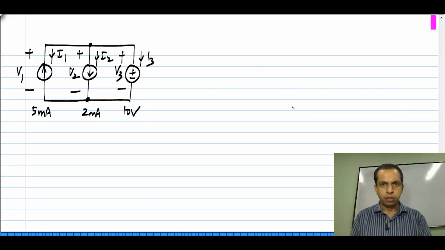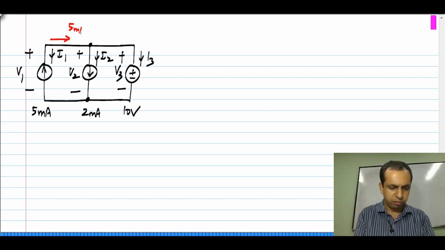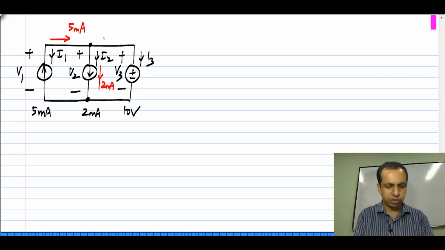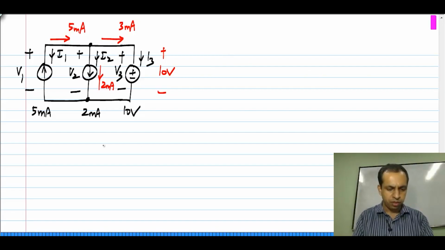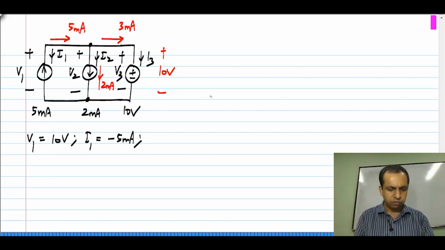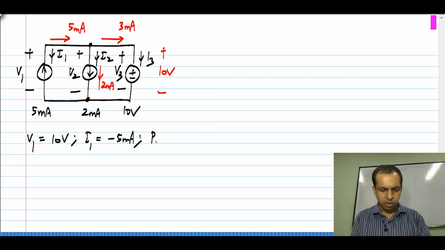First of all, simple circuit analysis, basically Kirchhoff's current law, tells you that here we have 5 milliampere due to this current source, and here we have 2 milliampere due to that current source. So, that means that we have 3 milliamp going that way. So, from this we know everything, and of course, these three elements are all in parallel. So, across all of them we have 10 volts. So, V1 is 10 volts and I1 is minus 5 milliamperes.